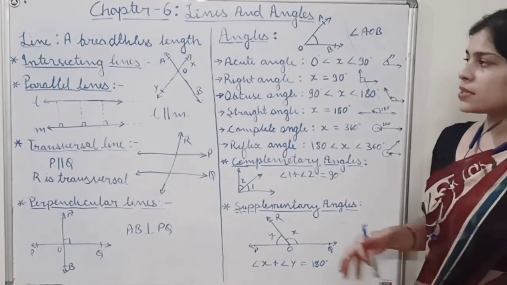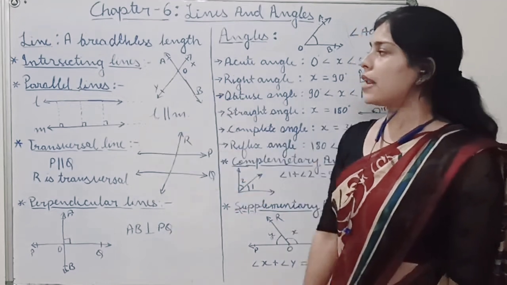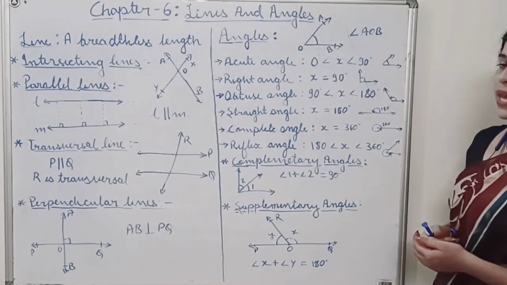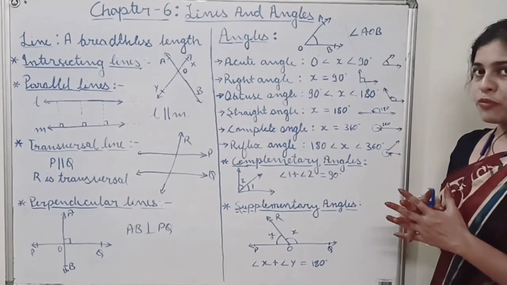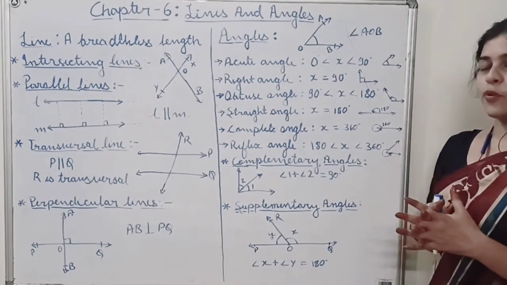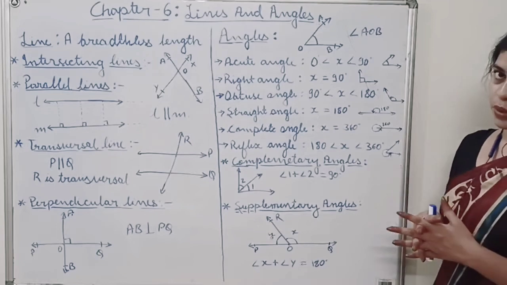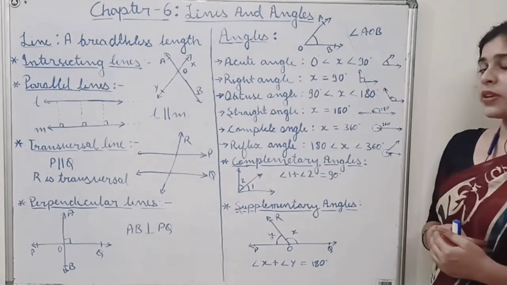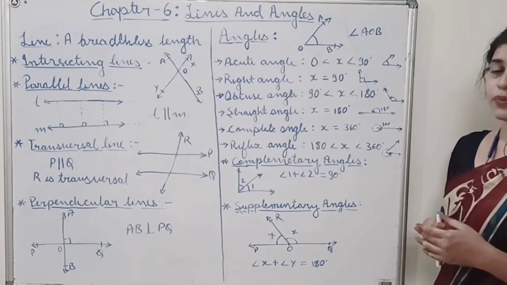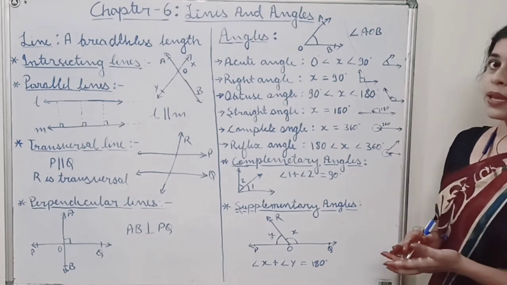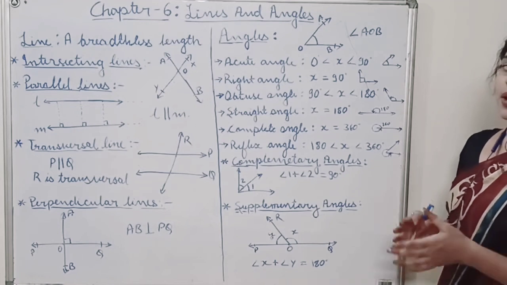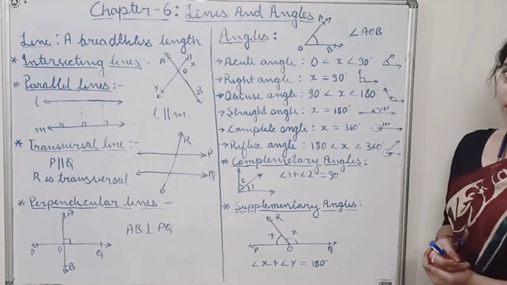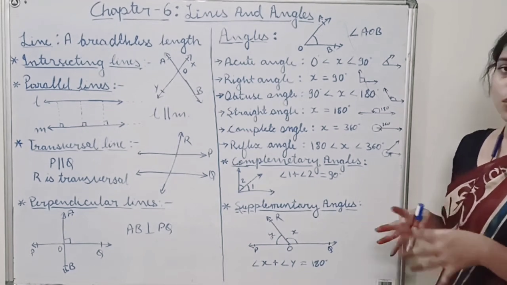So first of all, let us understand what is a line. A line is a breadthless length, or in other words you can say a collection of infinite number of points together makes a straight line. Along with the line, we have also studied in previous classes what are line segments and what are rays. As a line is never ending, on both sides a line can be produced infinitely. Okay, a line has no limits, no ends.